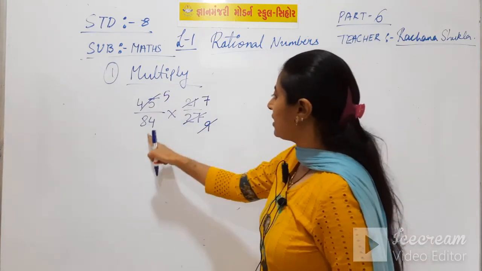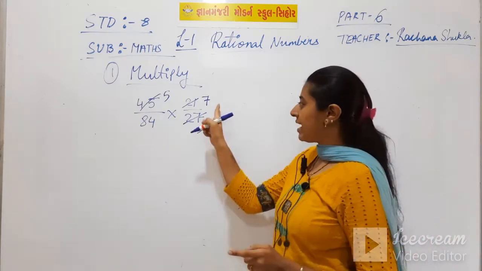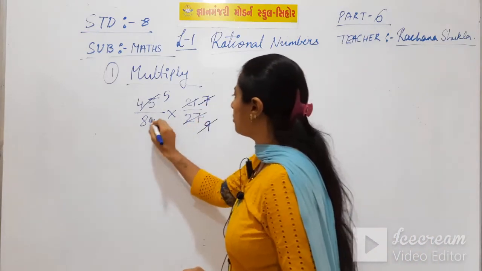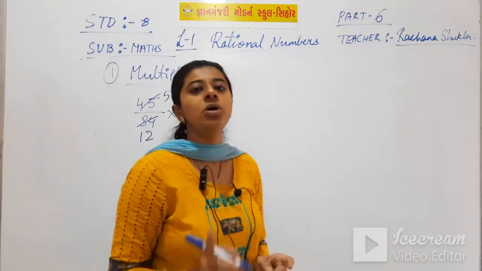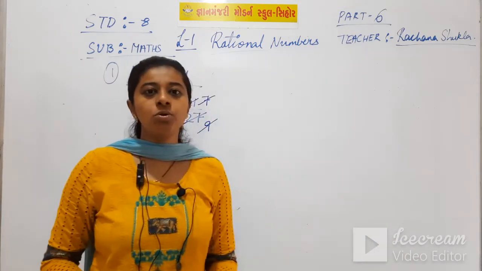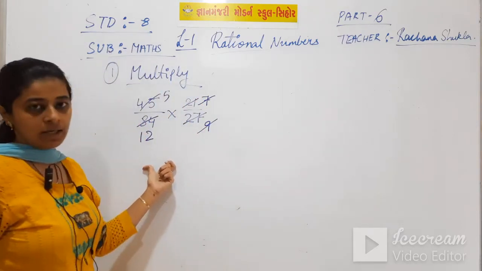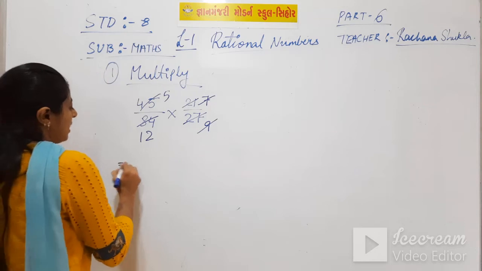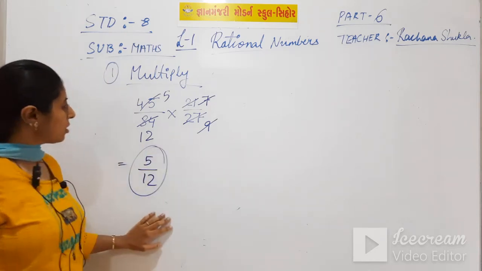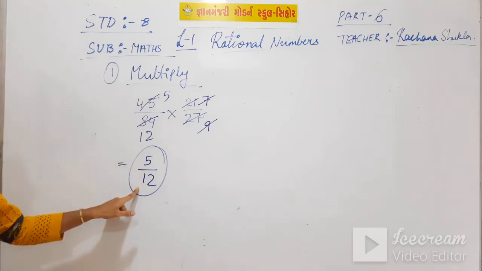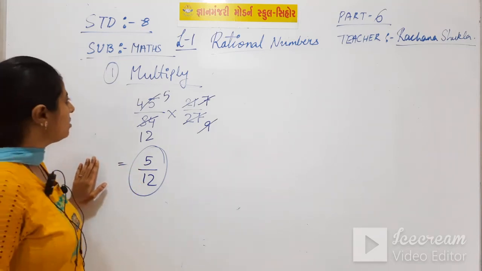Then, is there any connection between 7 and 84? Yes. 7 12s are 84. For this type of cutting, students, you should know tables from 2 to 20. Then only you can directly do cutting or reduce the terms. Therefore, your answer is 5 upon 12. What is your answer? 5 upon 12. Directly you have to cut the terms.